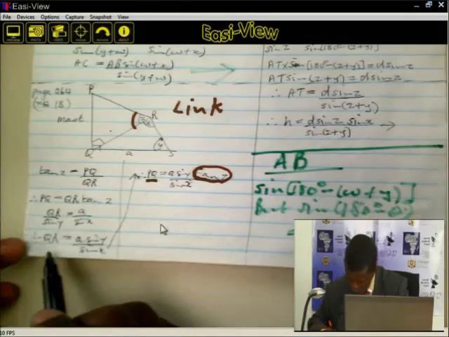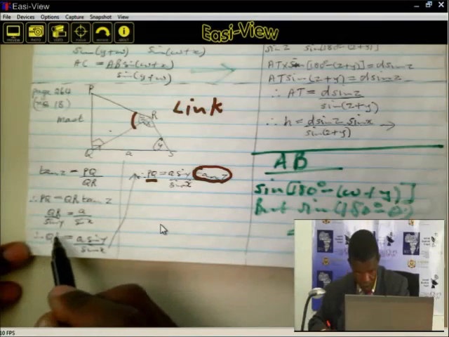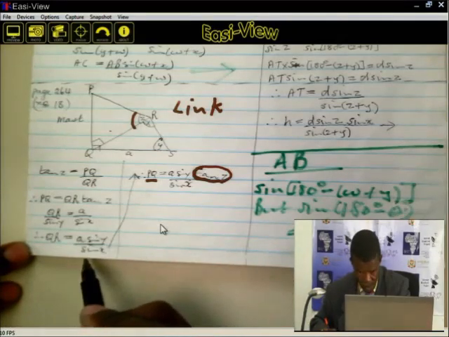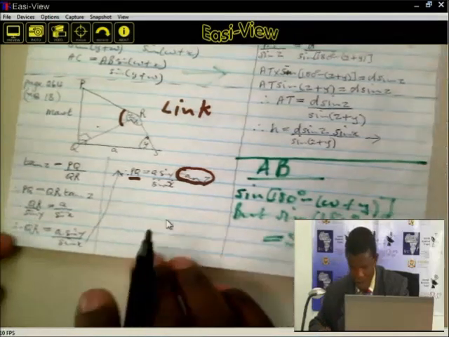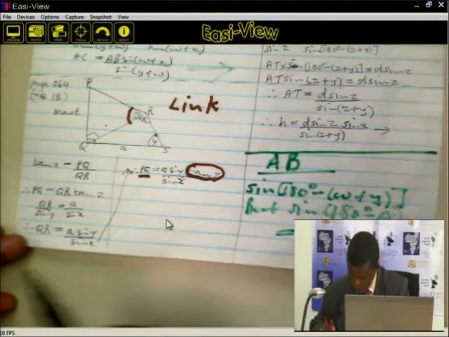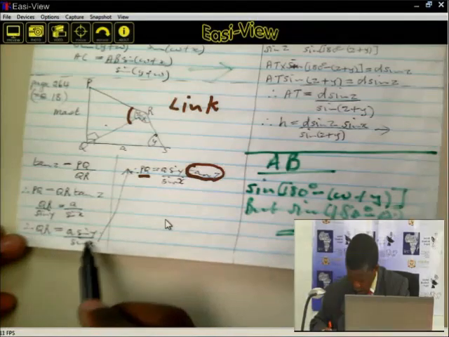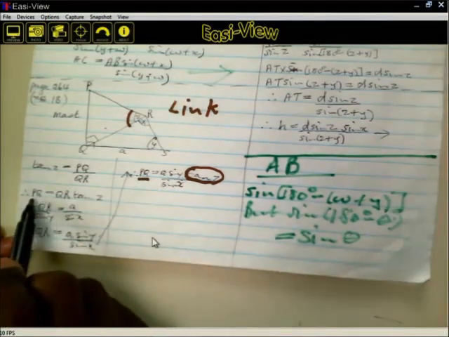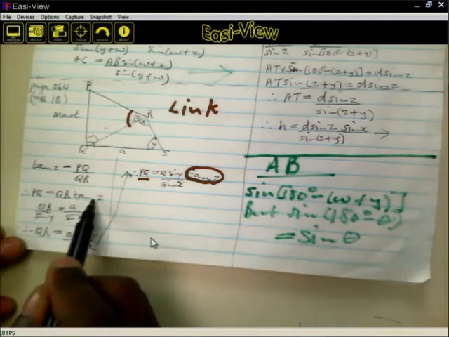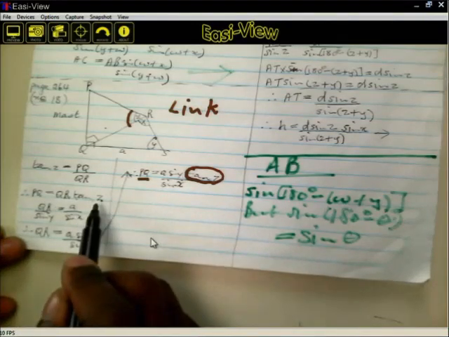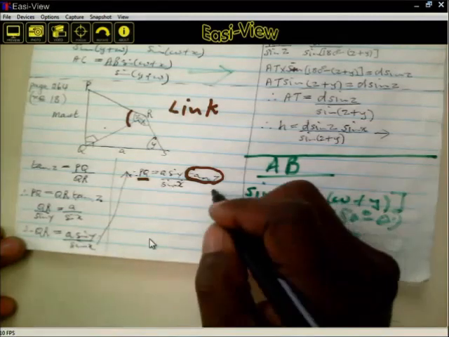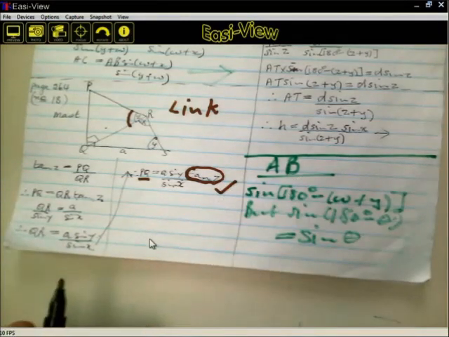And then we make QR the subject of the formula. Why do we make it the subject of the formula? I will explain to you in a short while. When you do that, you get A sine Y over sine X. So you go back to when we say PQ is equal to QR tan Z, and instead of QR, you put A sine Y over sine X, which is what you were required to prove.